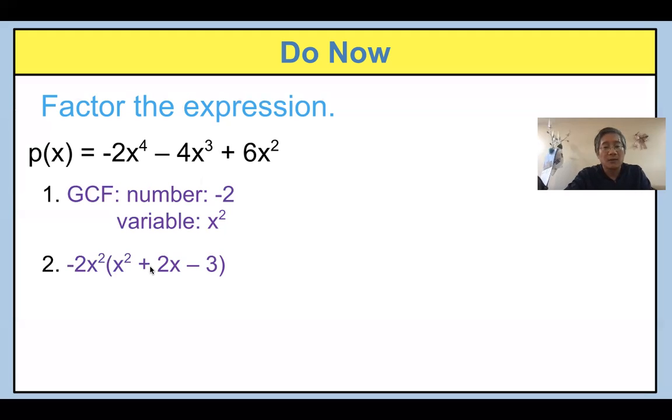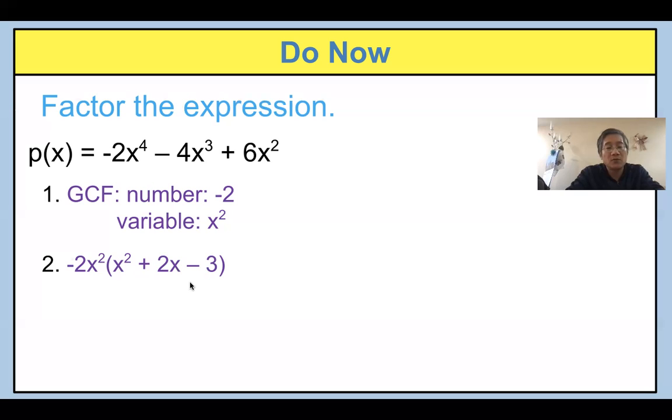So now, are we done? No. This factor is still a quadratic. We have one factor here, negative 2x squared, and then another factor here. But you should check whether this one is factorable, and you should factor it. Use any method you like.